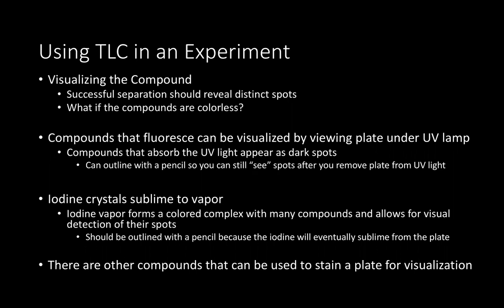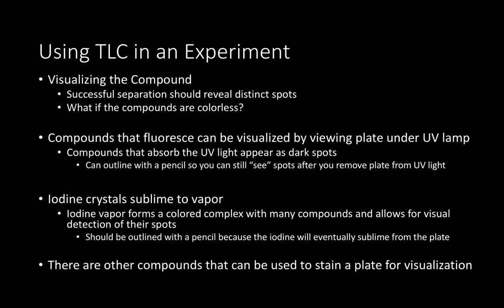There are compounds that fluoresce. These compounds can be visualized by viewing your plate under a UV lamp. These compounds actually absorb the UV light, and they then appear as dark spots when the UV light is shining on them. So they're dark purple spots. You can outline the spots lightly with a pencil so that you can still see the spots and measure their Rf values after you remove the plate from the UV light. We only have a few UV lights, so we all have to share, and outlining with a pencil allows you to very easily let somebody else use the UV light quickly, and then you measure on your own time.